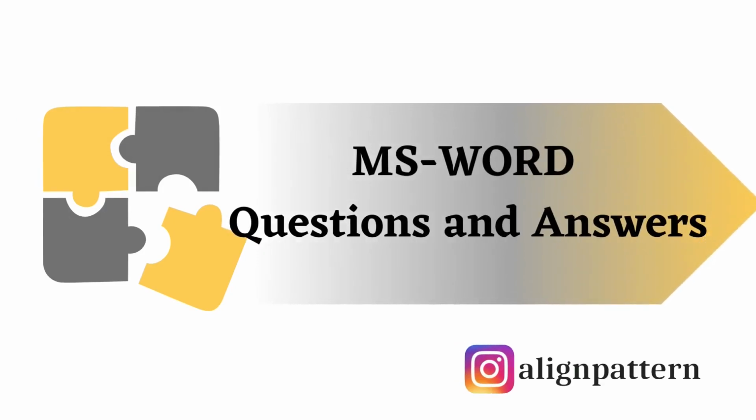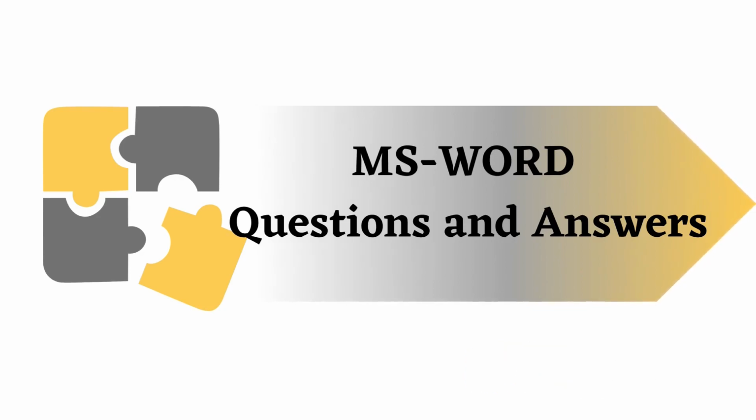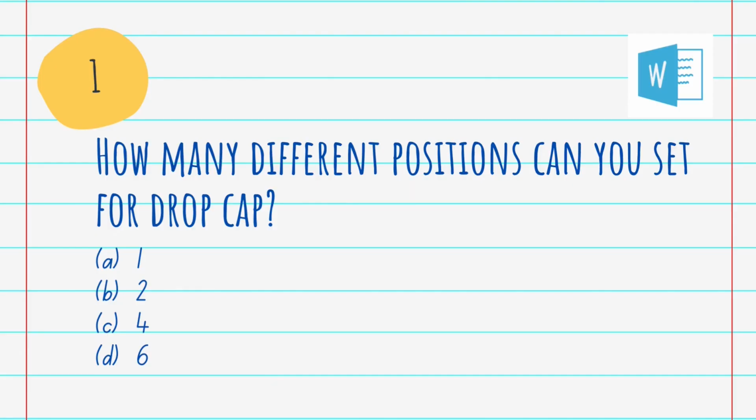Today we are going to see top 30 most important Microsoft Word document questions and answers with some explanation. So our first question is, how many different positions can you set for a drop cap? A1, B2, C4, D6, and the answer is B2.